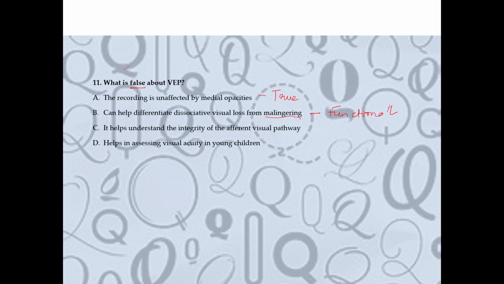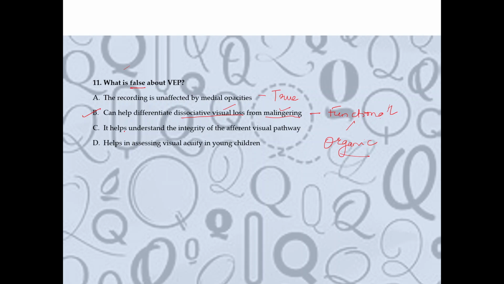In malingering, the patient is willfully doing it for some gain, and in dissociative visual loss, the patient is unaware that he is doing this for some particular reason. Okay, so the VEP cannot differentiate between the two causes of functional visual loss. However, it can differentiate between functional and organic causes. So VEP cannot differentiate between dissociative visual loss and malingering. However, it can differentiate between functional and organic causes of visual loss. So probably the answer is B.